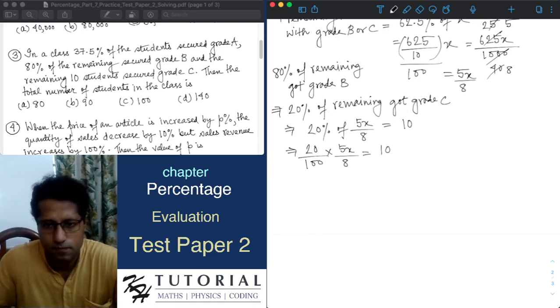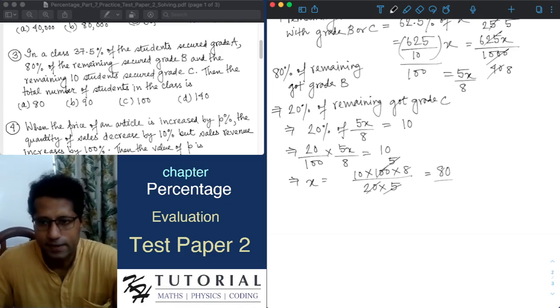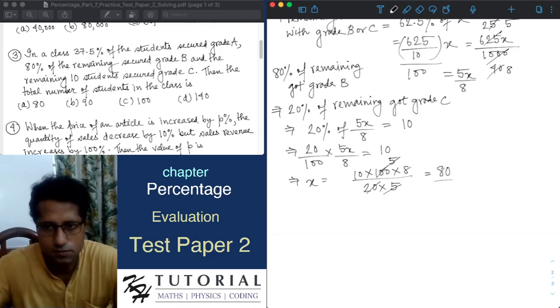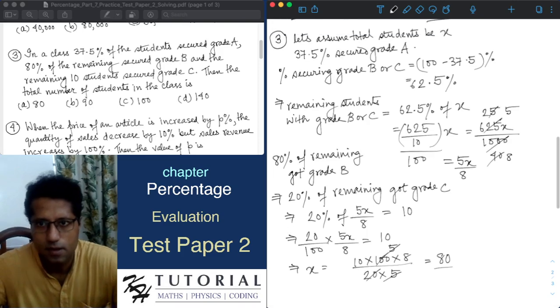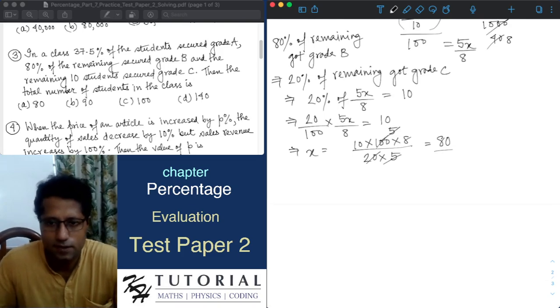Now we have to solve this. This implies x equals 10 into 100 into 8 divided by 25. Now 20 divides 100 with 5, 5 cancels out. This is 80. So 80 is the total number of students, because we have assumed at the beginning that the total number of students is x. So x is calculated to be 80. So 80 is the total number of students. The answer is choice A.